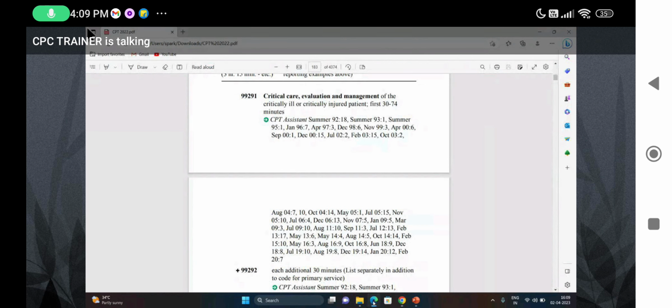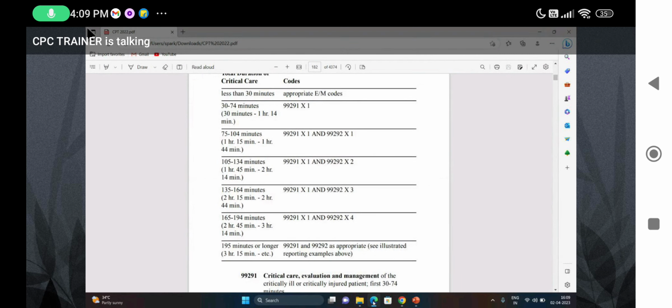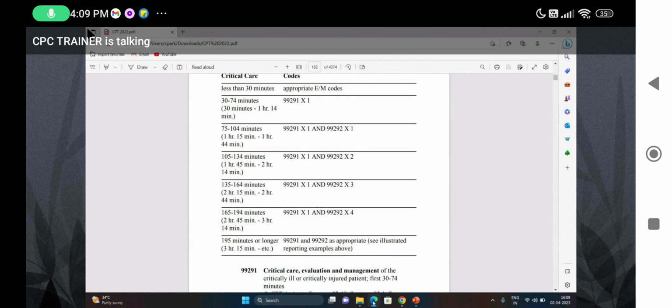Guys, sometimes if you have luck, you are receiving 2 questions in your exam from critical care. If you receive a critical care question in your exam, you don't have to do anything. Directly go to this page, to this table. That is enough, because in this table they have already given which code to use for this hour, this minute. You guys see the screen and tell me, if the provider documented 1 hour 30 minutes of critical care timing, what is the answer you have to give?